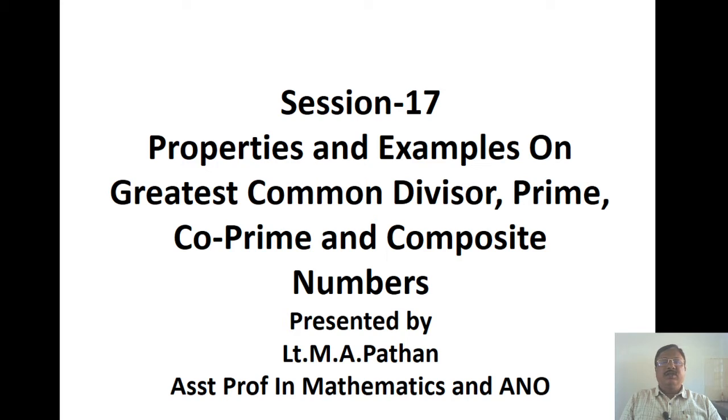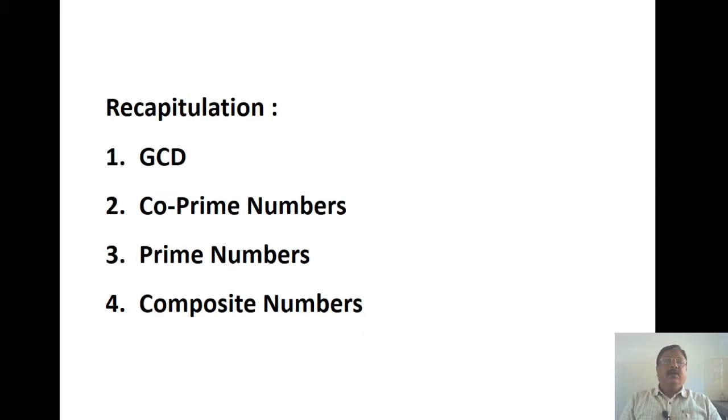Welcome to session 17, properties and examples on greatest common divisor, prime, co-prime and composite numbers. The recapitulation part contains the GCD as you know it from the previous section. It is the greatest common divisor of both A and B, which we have denoted by D.